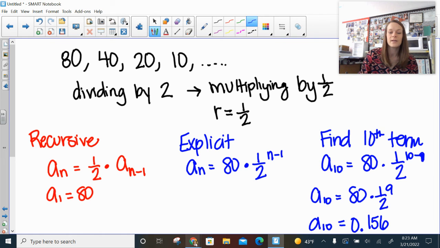Okay, so that gives you an example of multiplying. It gives you an example of dividing and writing it in terms of multiplication with your recursive and explicit formulas.